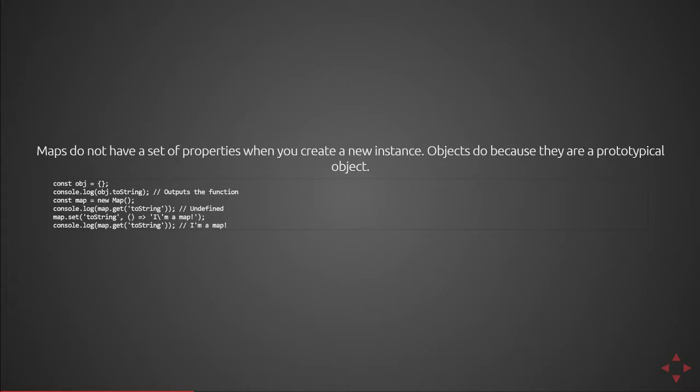So if you were to instantiate a new object and output the property toString on it, you'll see that it has a function already declared on that object. However, if you attempt to retrieve toString from a map, you'll get undefined because that does not exist within the map. However, after you set it, it does become available.